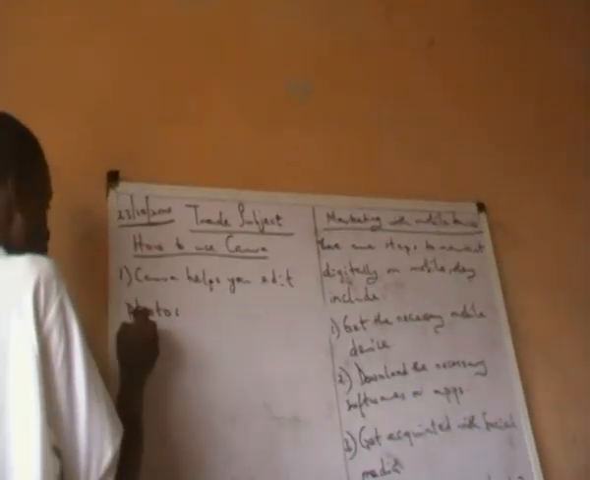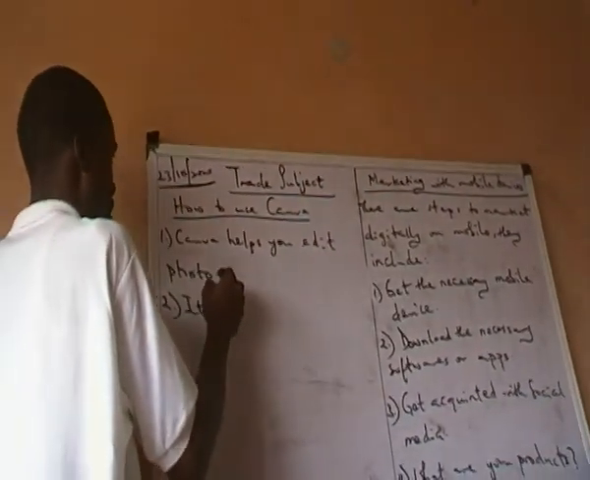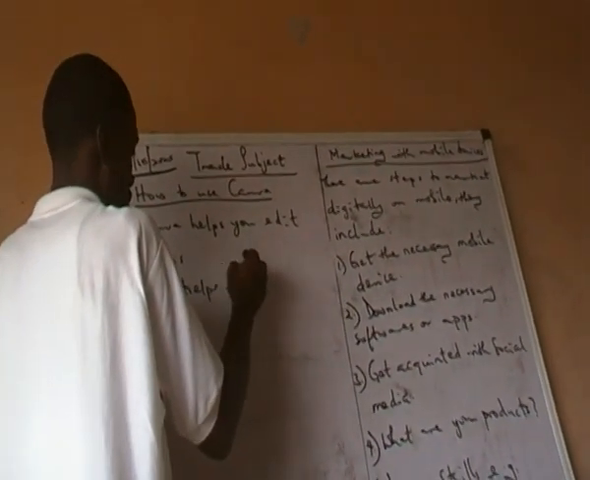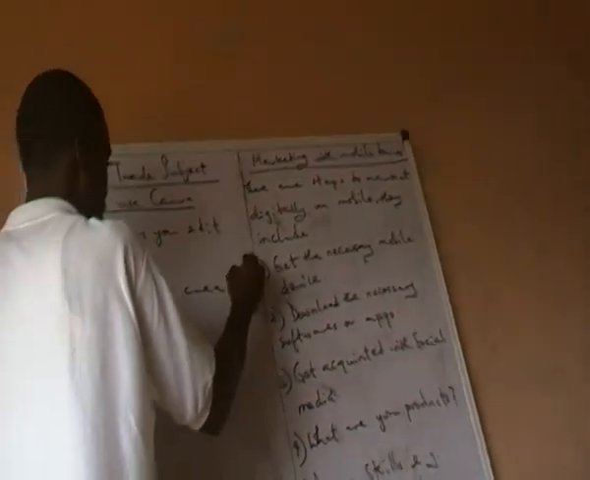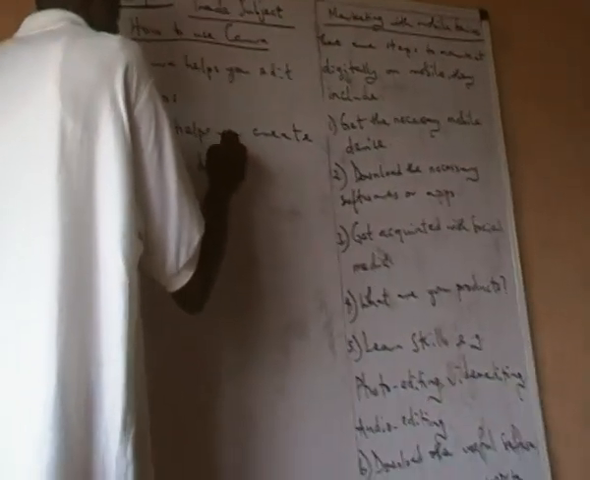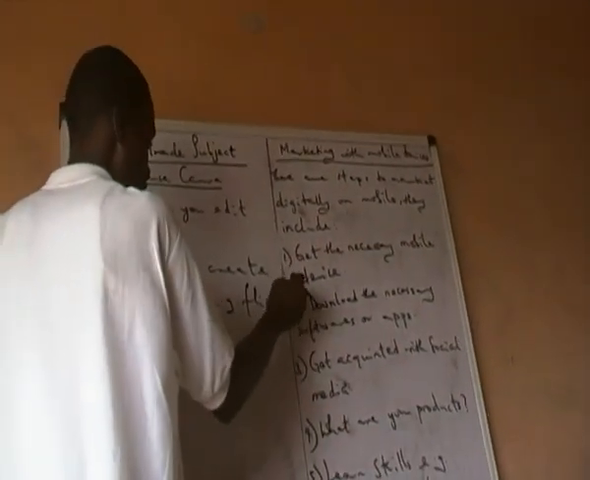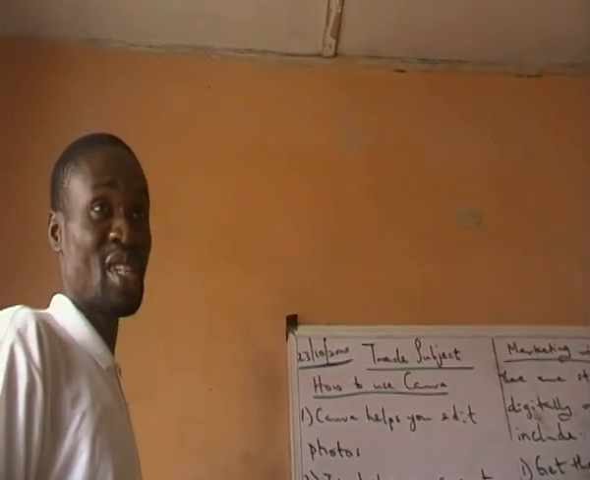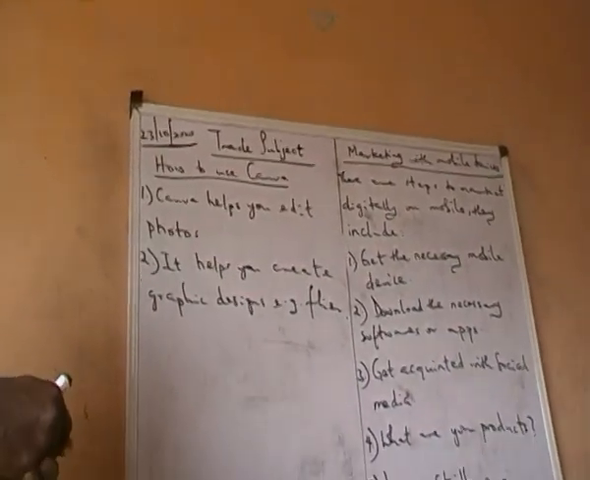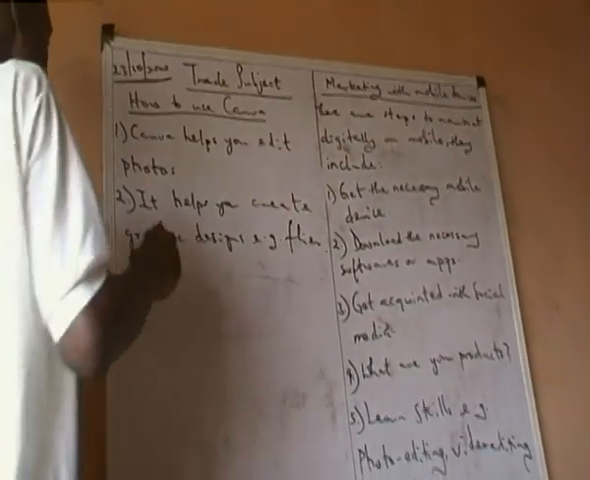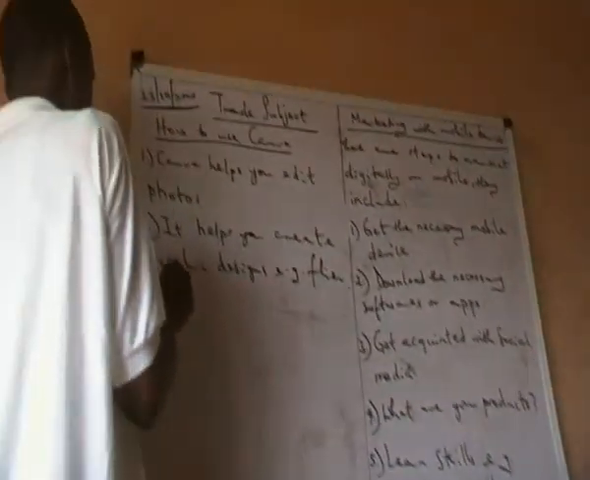Do you get it? And it helps you create graphic designs. E.g., I can use Canva to create a flyer with my phone, and it looks like one that I use a computer to do. Exactly the same thing. Do you get? So Canva helps you to also do graphic design. You understand? Alright. You can also use Canva to create what we call a thumbnail.